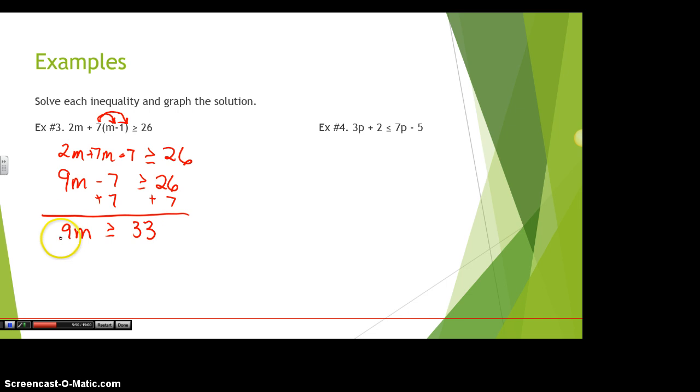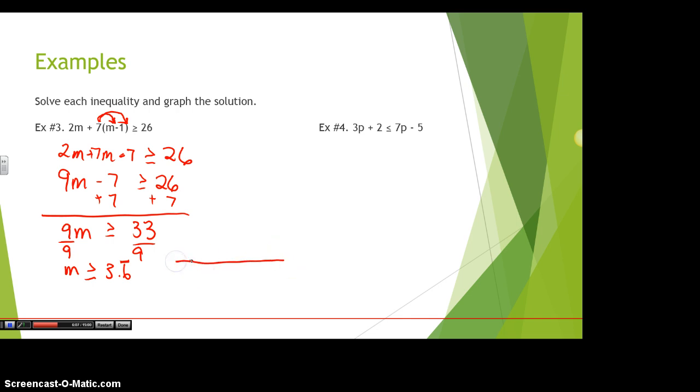I'm going to divide 9 to each side. So m is going to be greater than or equal to, we're going to get a decimal of 3.6 repeating. So now we need to graph this.